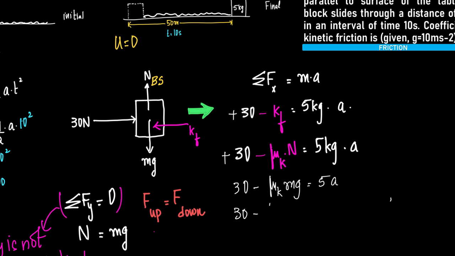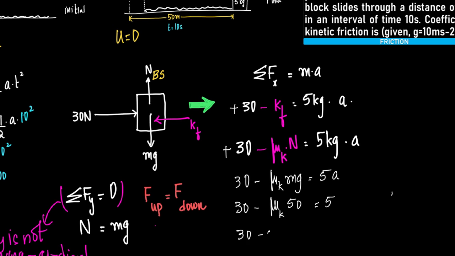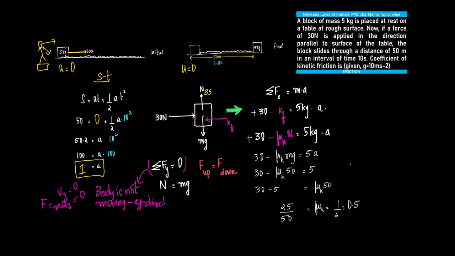So we have 30 minus mu k, what's the value of mg? It should be 5 into 10, which is 50, is equal to 5 into a, and we found the value of a to be 1, so it is 5 into 1. Therefore we have 30 minus 5 is equal to mu k times 50. What is 30 minus 5? It is 25. So we have 25 by 50 is equal to mu k, which is equal to 1 by 2. Therefore mu k is equal to 0.5. So what's the answer to the question? The coefficient of kinetic friction is 0.5.